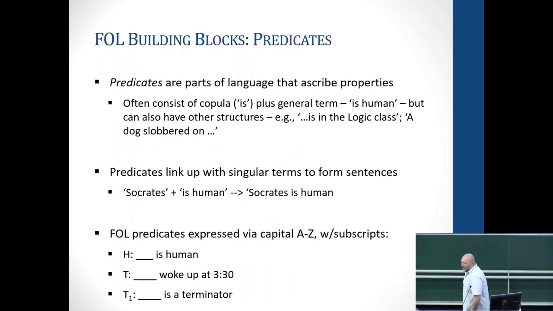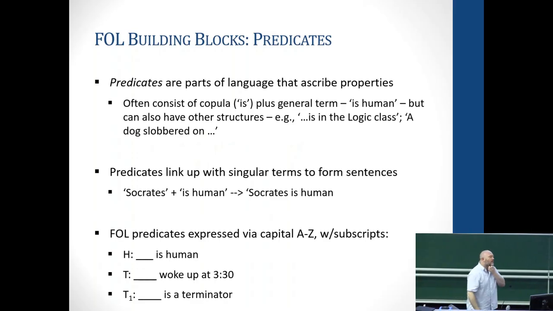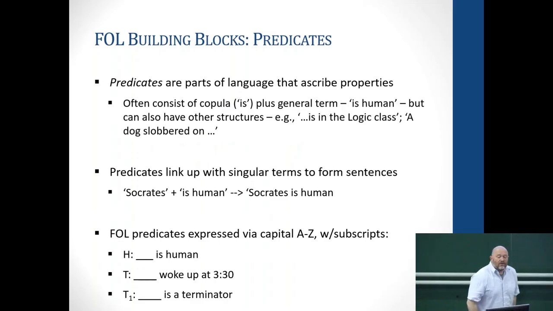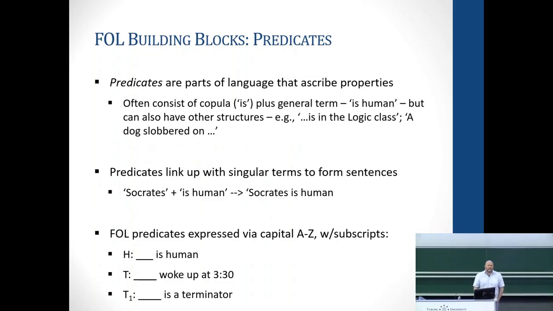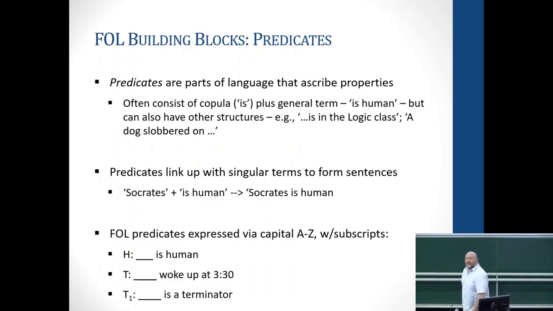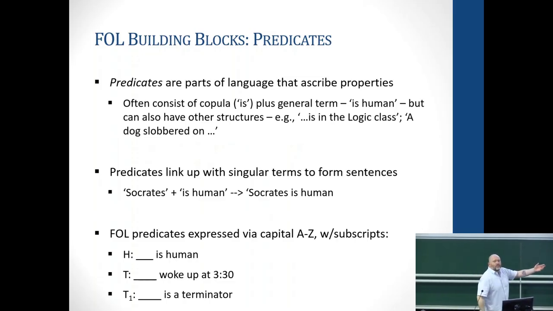The other fundamental element here, because again, remember, we have terms and we have predicates. Those are going to be our two elements of the fundamental sentence of FOL. Predicates are parts of language that ascribe properties. They often consist of a copula, something like an is or an are, and a general term. So you get is human, is mortal, is a carrot. Predicates link up with singular terms to form basic sentences. Is a man, Socrates, and you get Socrates is human.